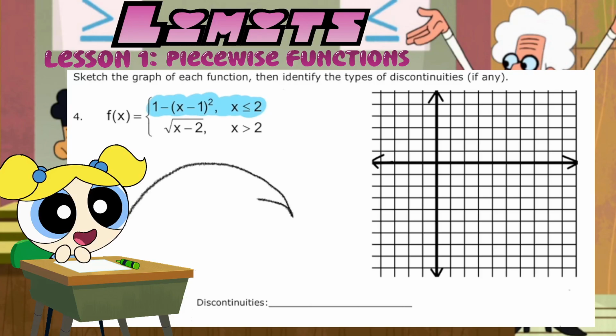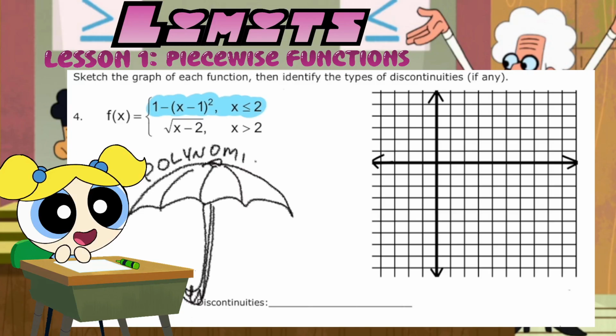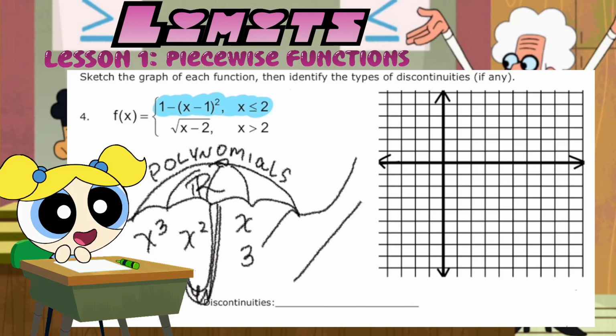So you have your umbrella. This is the polynomial umbrella. Underneath this umbrella, for polynomials, we have cubics, quadratics, linear, a constant, anything like this. These are polynomials, and what do they all have in common? Their domain is all real numbers. Their graph is smooth and continuous. There's no sharp edges, no pointy bits, no random end to the graph.